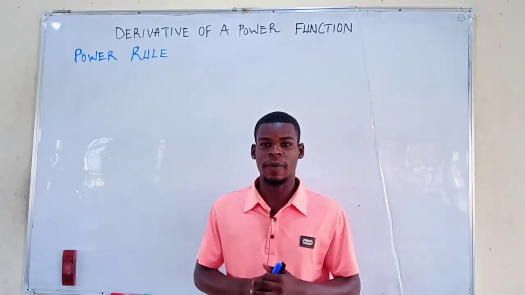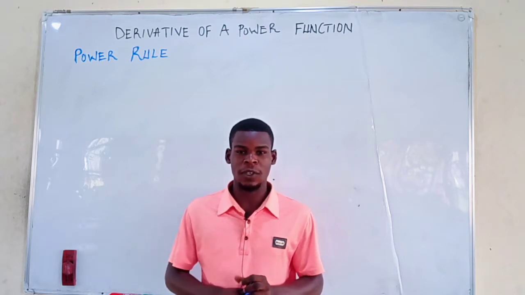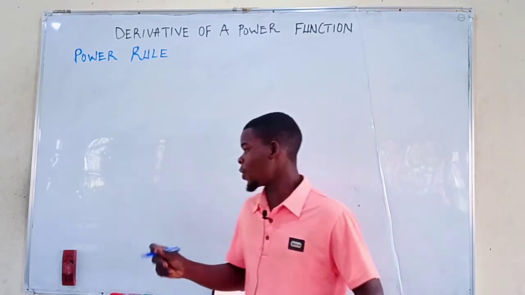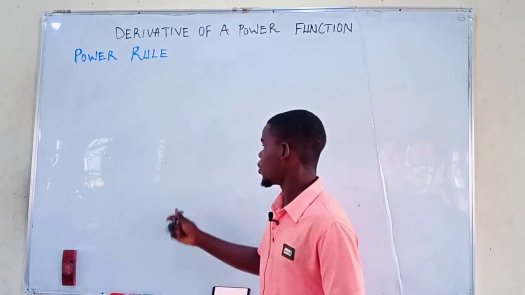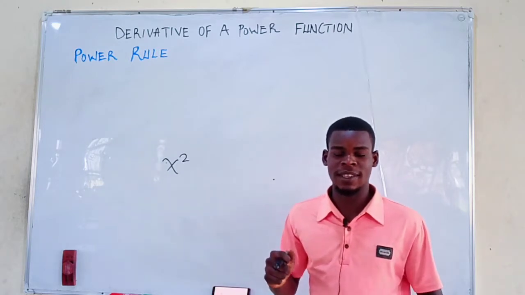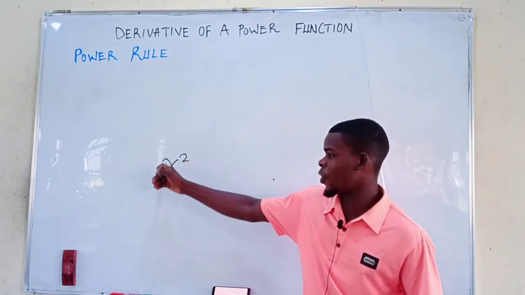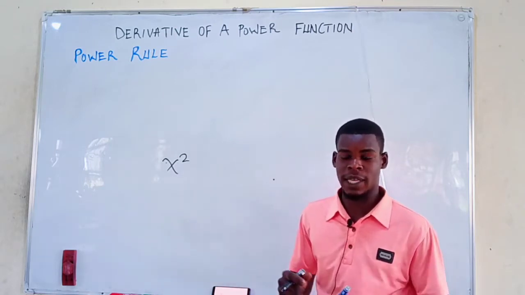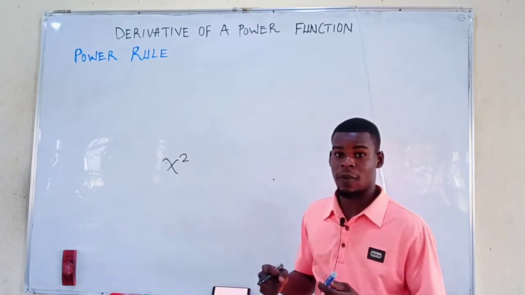Now in this video, we want to talk about the derivative of a power function. You know what the power function looks like. If you have a function of this form, let's say x to the power 2, that is just the power function. It's just a single term of a polynomial function in which you write the variable and raise it to some integral power, that is, some whole number. So you call that a power function.